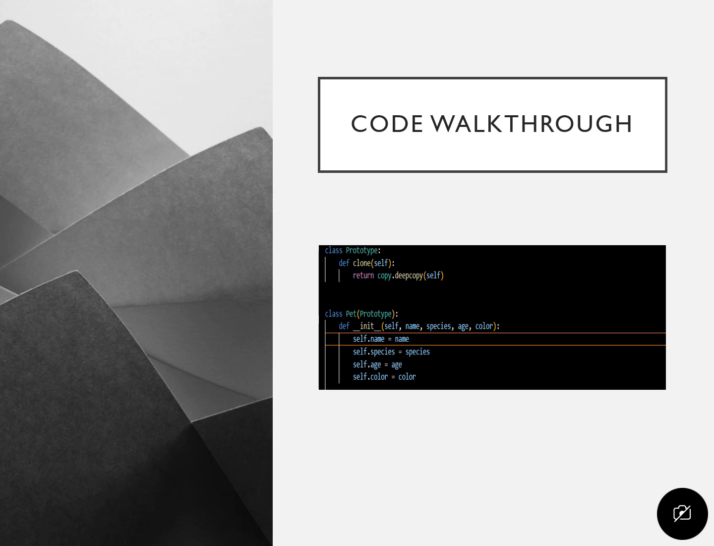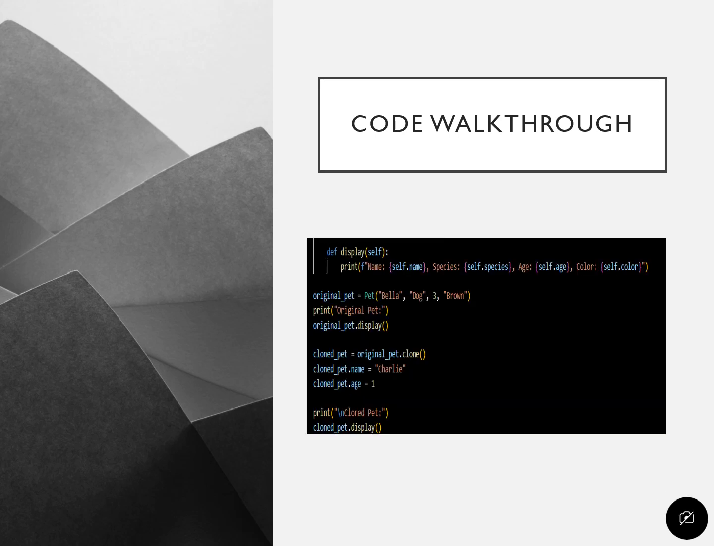So the next part is going to show the pet class. It inherits from prototype, meaning it can use the clone method. It contains the name, as we talked about earlier, the pet's name, species, age, color, and the display method prints the pet detail.